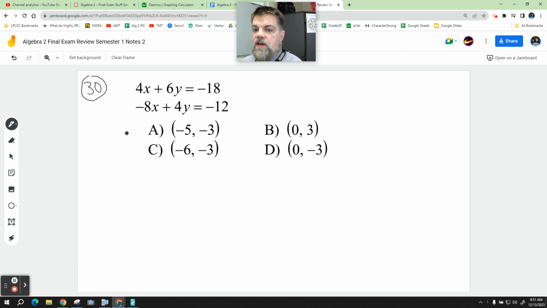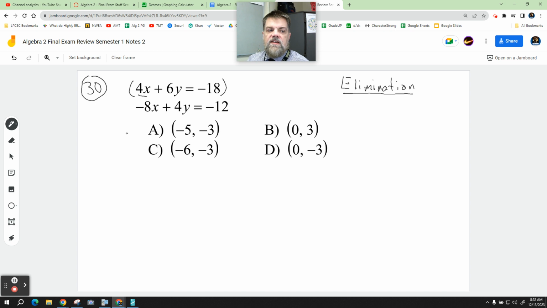Same thing. This one you have to solve by elimination. So then what we have to do is multiply by something to get something to cancel out. Now I see that this is a negative 8x. If I can make this a positive 8x up here, then the x's would cancel. So how do I do that?